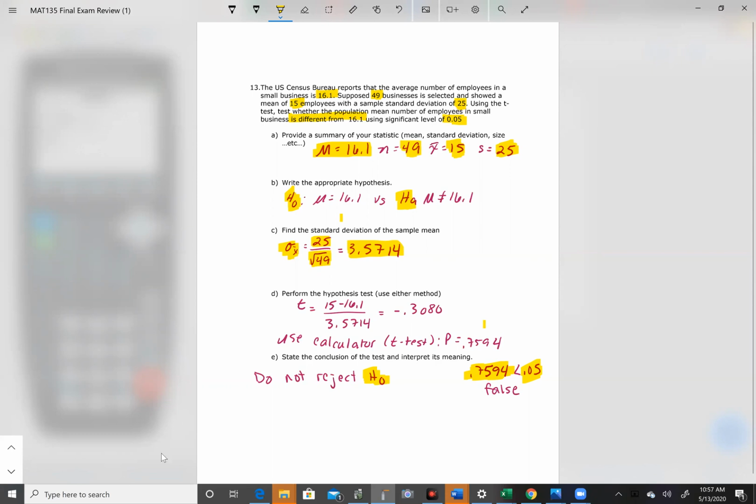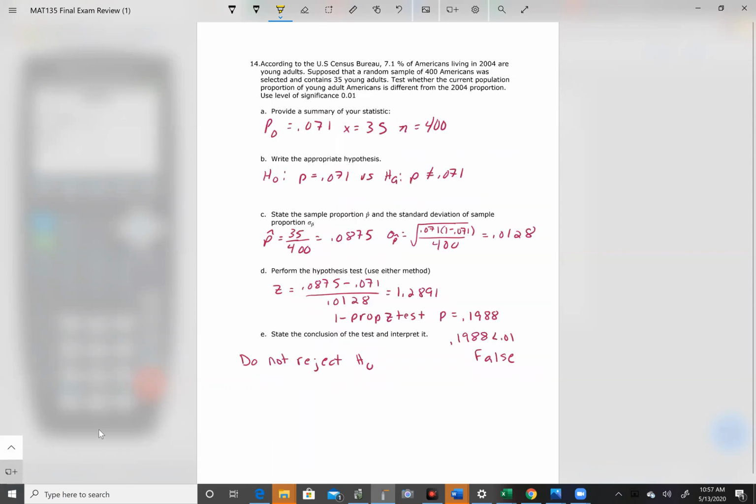Okay, and our last one. So same thing, but this time we're just using a proportion, which is what you do with your qualitative data for your project if you're doing it. According to the US Census Bureau, 7.1% of Americans living in 2004 are young adults. Okay, so that's our proportion here. Suppose that a random sample of 400 Americans was selected. That's our N and our X value, and contains 35 young adults.